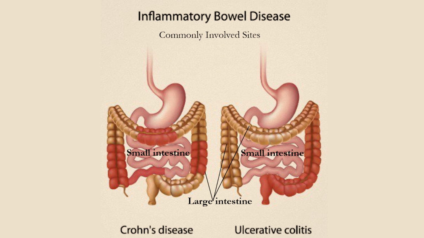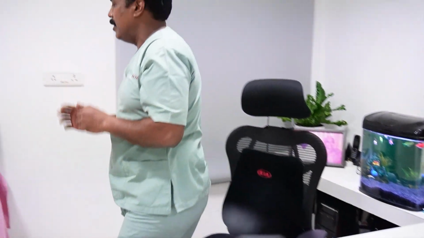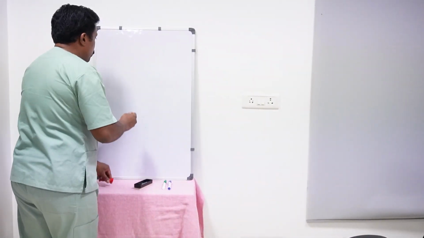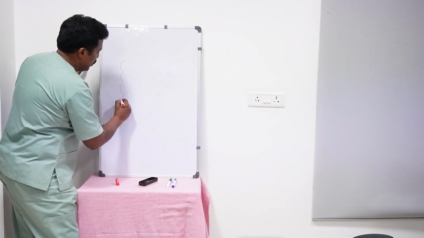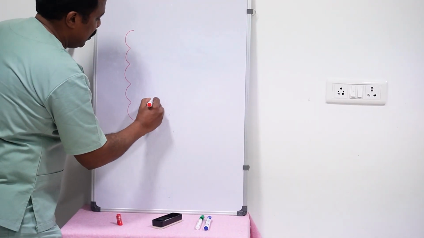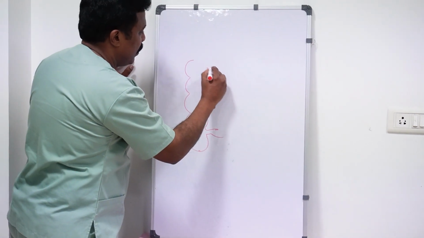The pain is caused by inflammation of the intestine. It may be accompanied by cramping, diarrhea, weight loss, fatigue and intermittent fever. Inflammatory bowel disease mostly affects the large intestine. The large intestine has the cecum, ascending colon, transverse colon and descending colon. Looking at the diagram, I can show it here. This is the cecum, this is the ascending colon.